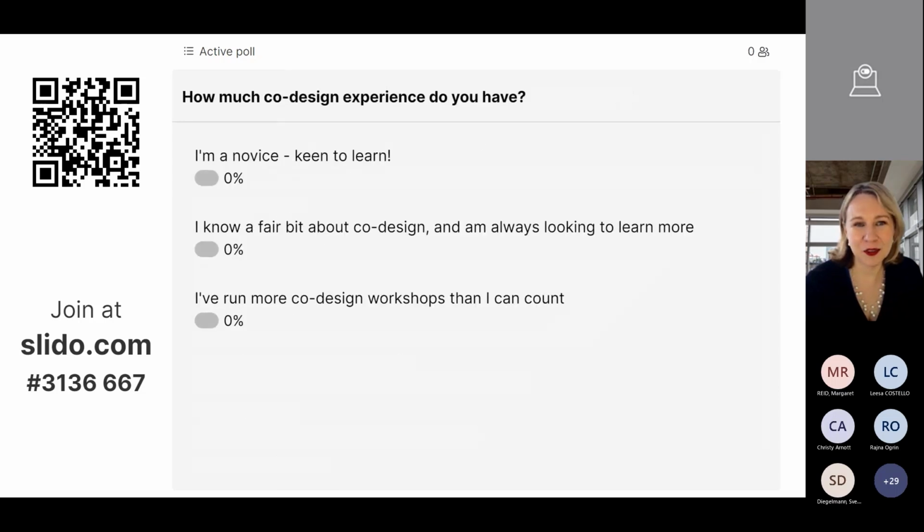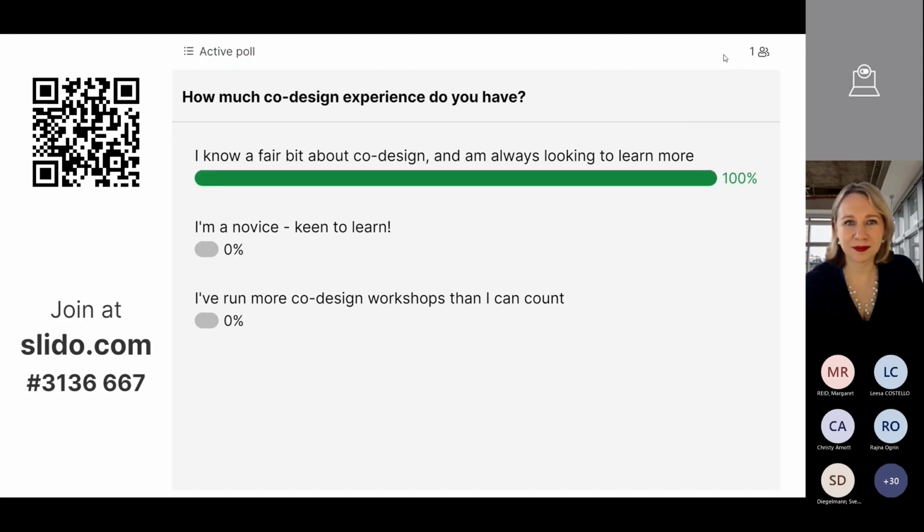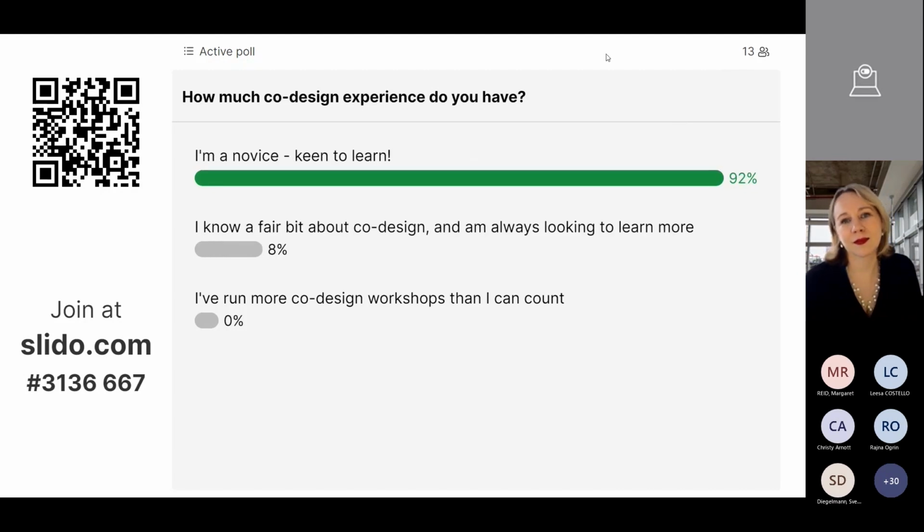Okay. And moving on to the next poll, which should now be active for you, I hope. How much co-design experience do you have? Okay, so I think we've again got most people in the room. So we have mostly people who are here to learn more or here to kind of start learning about co-design, which is great. And I'm sure some of you have run more co-design workshops than you could count, and you're just being modest and haven't selected that one as well. So wonderful. Lovely to meet everyone who is in the room.